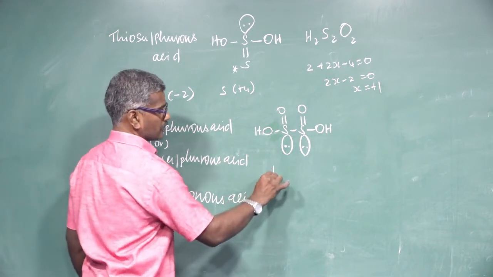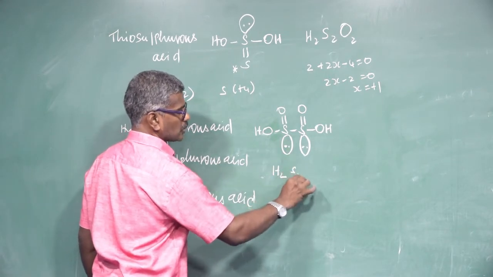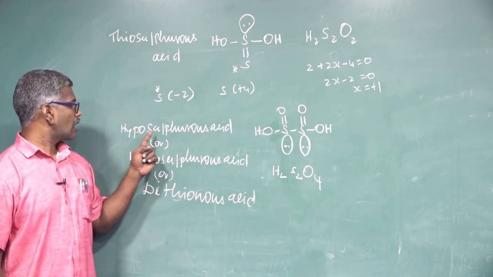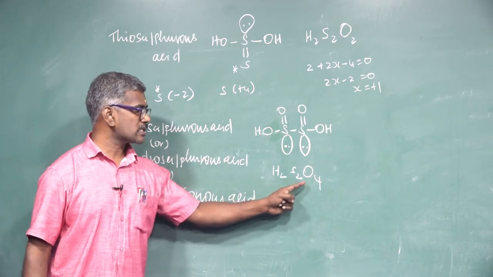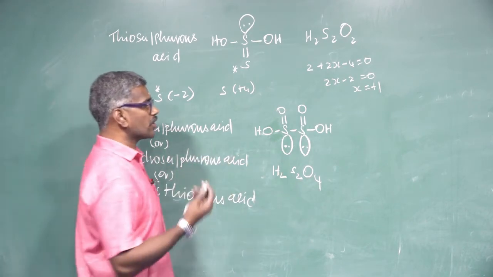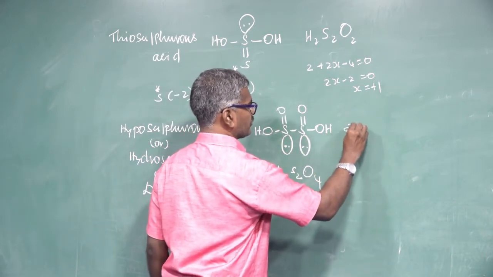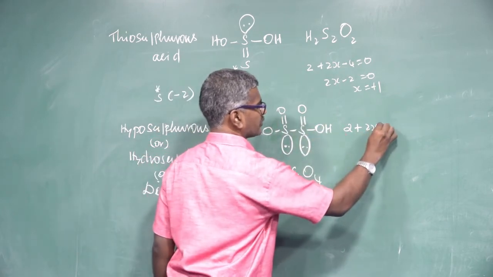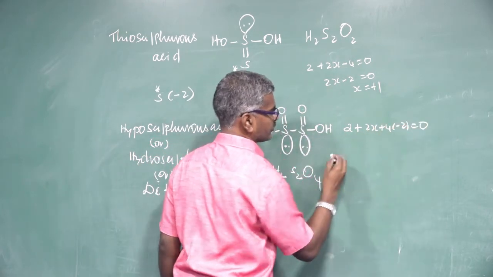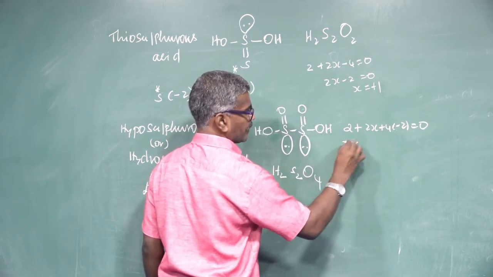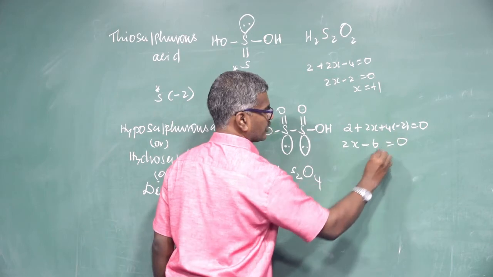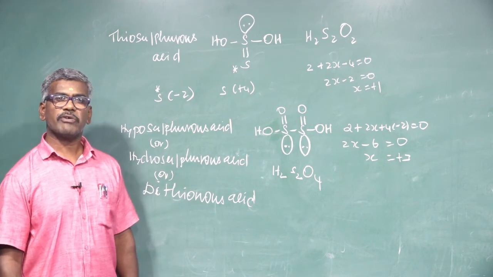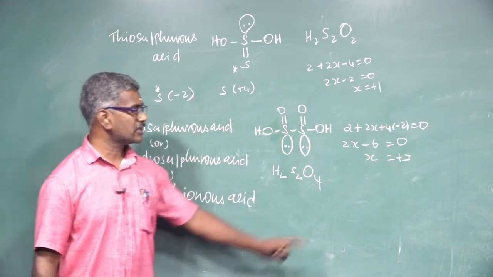Two hydrogen, two sulfur, four oxygen. What is the formula for hyposulfurous acid? H2S2O4. How to find out the oxidation state: 2 for hydrogen, sulfur is 2x, oxygen 1, 2, 3, 4, that is 4 times -2 equal to 0. So 2x - 6 = 0, x = +3. Both sulfurs exhibit the average oxidation state of sulfur, which is +3 in this compound.